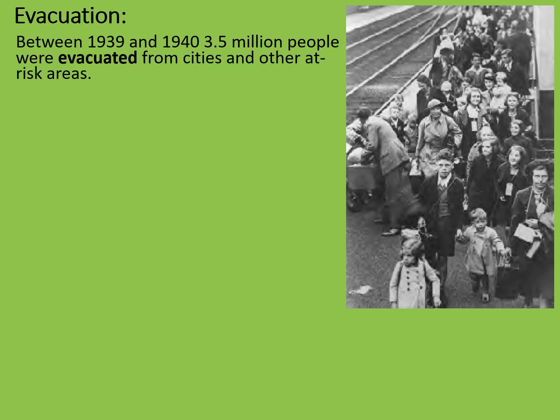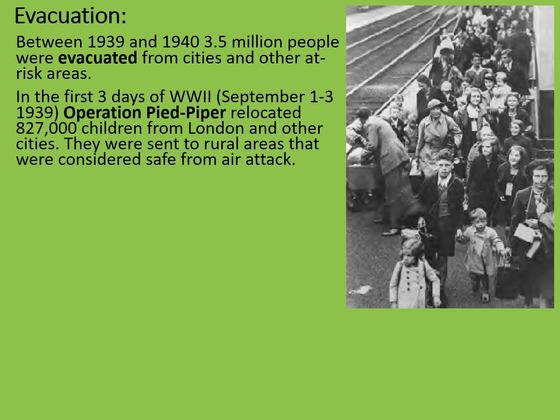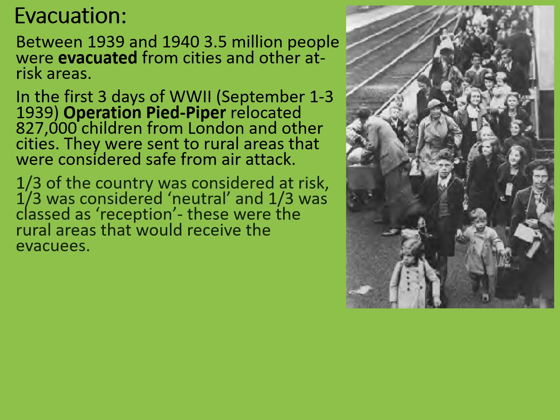Evacuation. Between 1939 and 1940, 3.5 million people were evacuated from cities and other at-risk areas. In the first 3 days of World War II, so that's September the 1st to September the 3rd, 1939, Operation Pied Piper relocated 827,000 children from London and other cities. They were sent to rural areas which were considered safe from air attack, rural meaning the countryside.